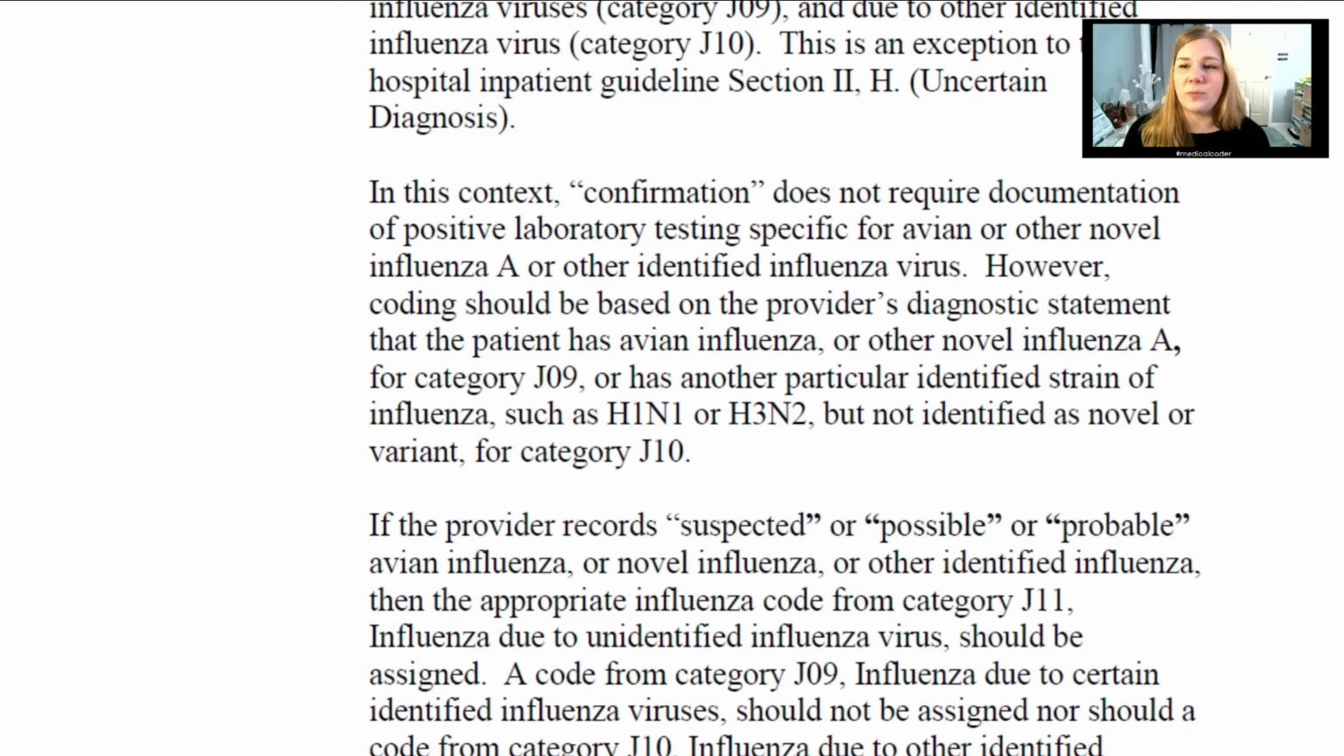However, the coding should be assigned based off of the provider's diagnostic statement that the patient has avian influenza or other novel influenza A for category J09, or has another particular identified strain of influenza such as H1N1 or H3N2, but not identified as novel or variant for category J10.